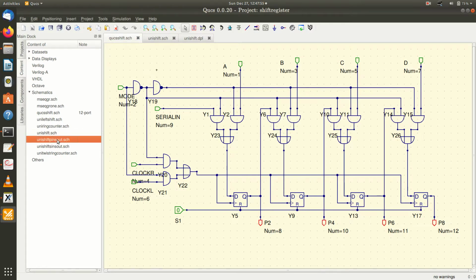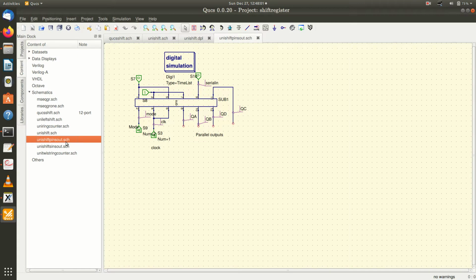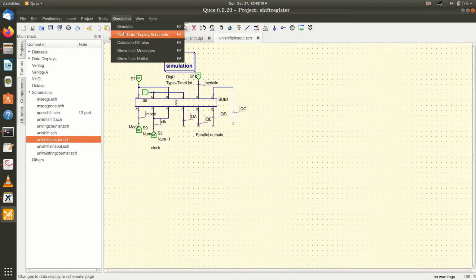We will see universal shift register parallel in serial out. This is a parallel in serial out operation. Here you can see that I have given the inputs in parallel. Some pattern is given here. This is the serial input line. These are the parallel inputs, with a pattern like 0 1 0 1 given here. Now you can see this simulation.